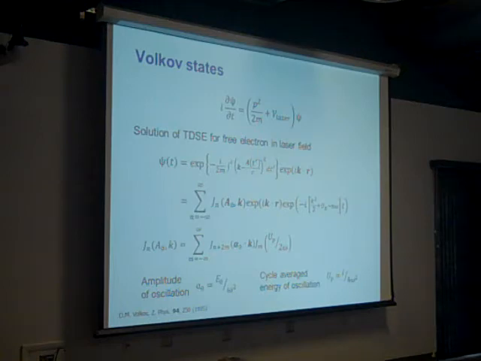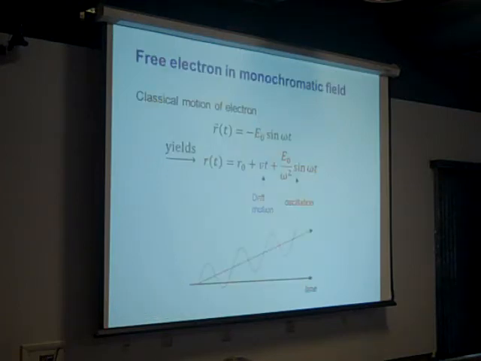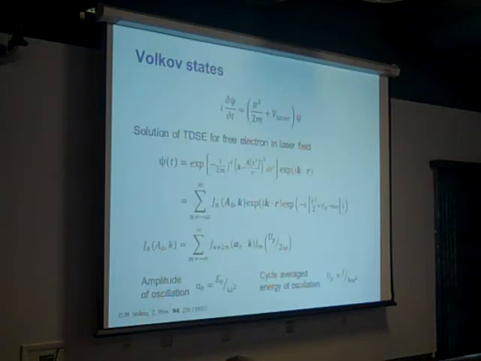So you can make a one-to-one correspondence here, or a close correspondence, between the quantum mechanical solution and the classical solution. You see the amplitude of this oscillation and the energy of the oscillation appear also inside the quantum mechanical solution, with the amplitude here and the energy UP of this oscillation here.